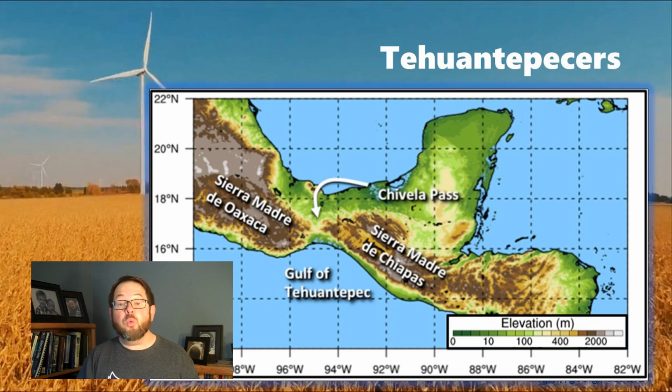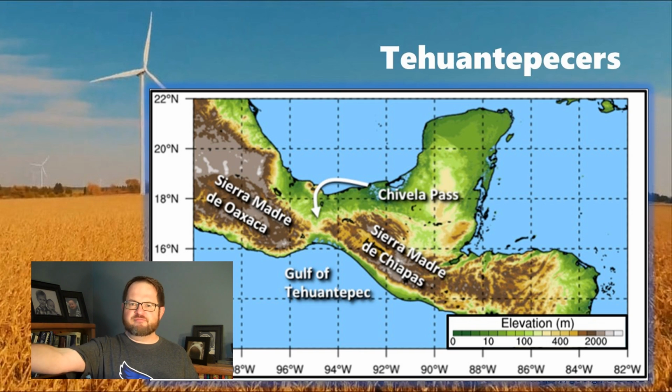Chivela Pass is quite low and quite narrow. And it is a very promising place if you want to get between, say, the Gulf of Mexico and the Pacific Ocean. In fact, back before the Panama Canal was built, there were railroads and stuff like that carrying the contents of ships across the Chivela Pass. It's low, it's relatively narrow, it's a nice little pass for getting from the Gulf of Mexico to the Pacific before there was a Panama Canal.